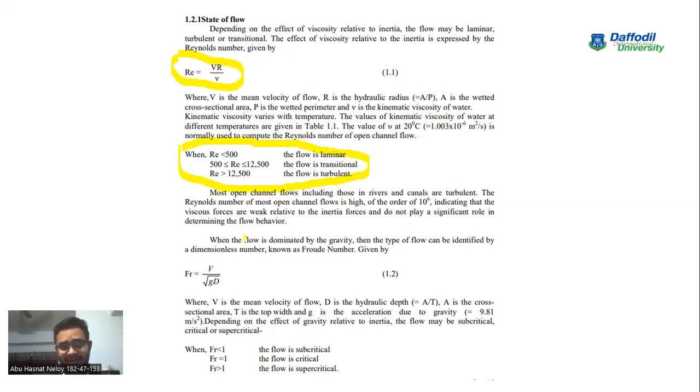Now, another effect is the effect of gravity. When the flow is dominated by gravity, then the flow type can be identified by a dimensionless number. This number is also known as the Froude number.